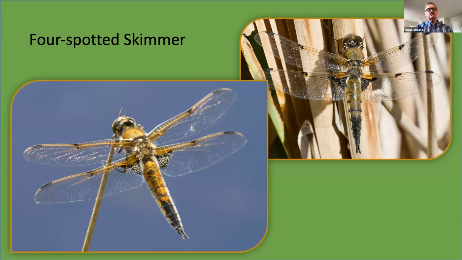The 4-spotted skimmer is probably one of our most common that we see. The spots in this case are the 4 dark spots here, 1, 2, 3, 4. The stigmas do not count in that count of 4, and they're never counted as part of the markings.